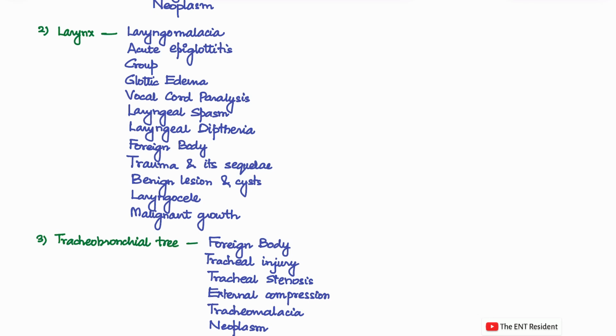I am just mentioning some causes in each chief complaint so that you have a little bit of an idea, and this might help you in answering your questions in the viva when your examiner asks you, like, okay, what are the causes of change in voice, or what are the causes of difficulty in breathing? So this will give you a rough idea of it.